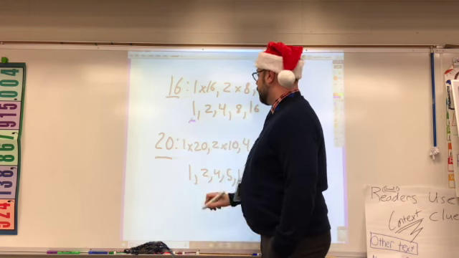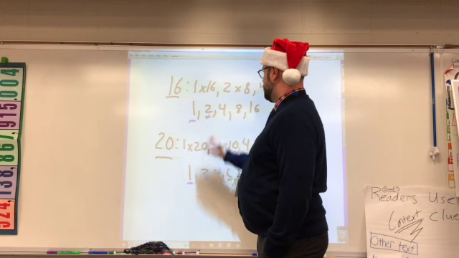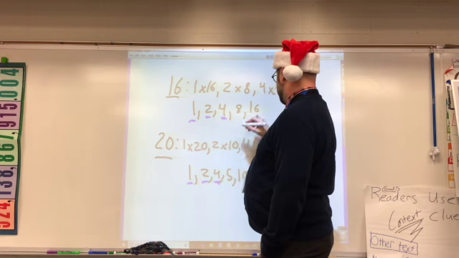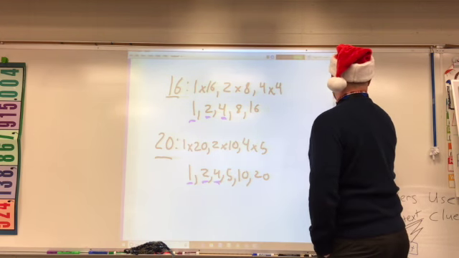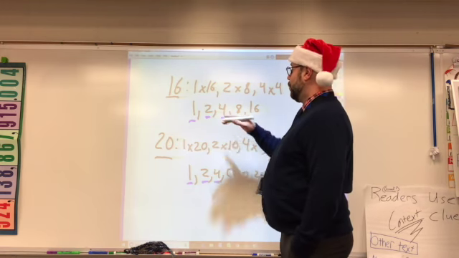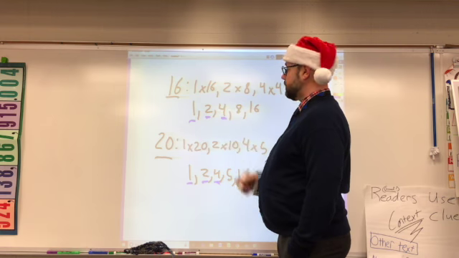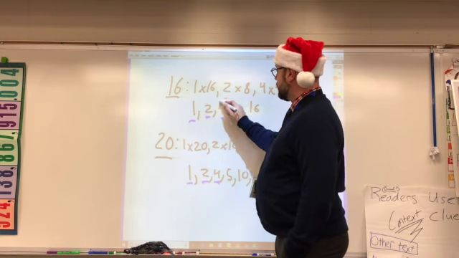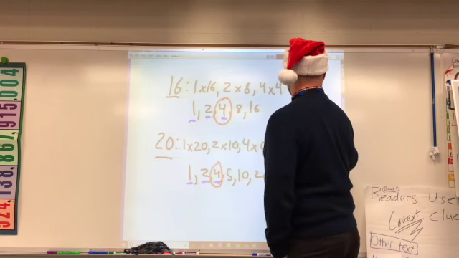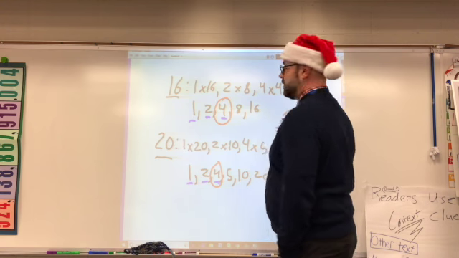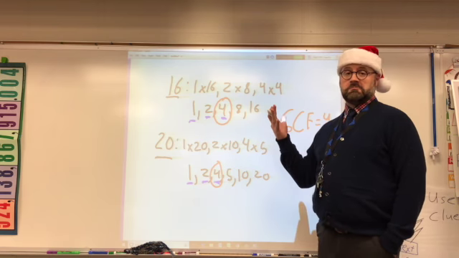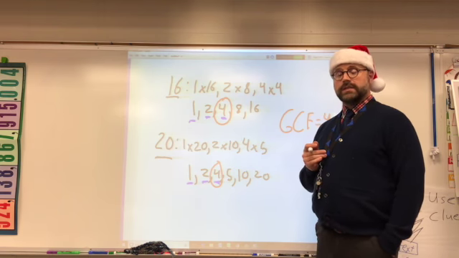Okay, what's the greatest common factor? Well, once again, I see they have 1 in common. I see they have 2 in common. I see they have 4 in common, and nothing else. All right, out of all the numbers that they have in common, what is the greatest one? 4, right? 4 is the greatest common factor. GCF equals 4. That is the greatest common factor.